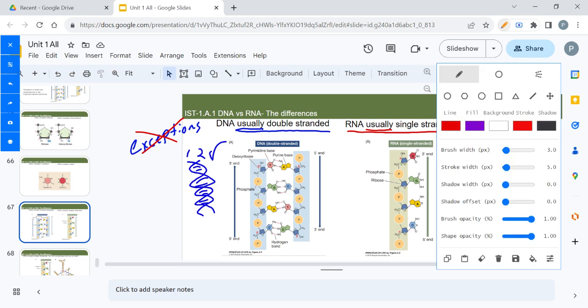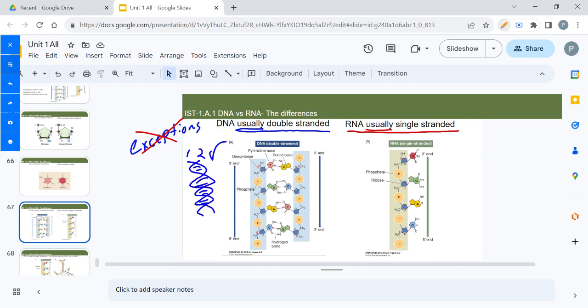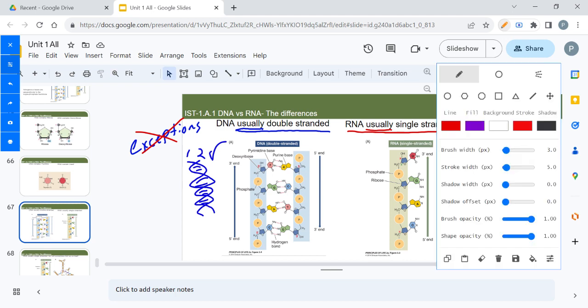In the case of your RNA, it's just going to be 1 strand. So basically, it's going to look something like this, right? There's no other side, so it's just 1 strand. Usually single-stranded. I'm telling you, this is a very, very simple one.